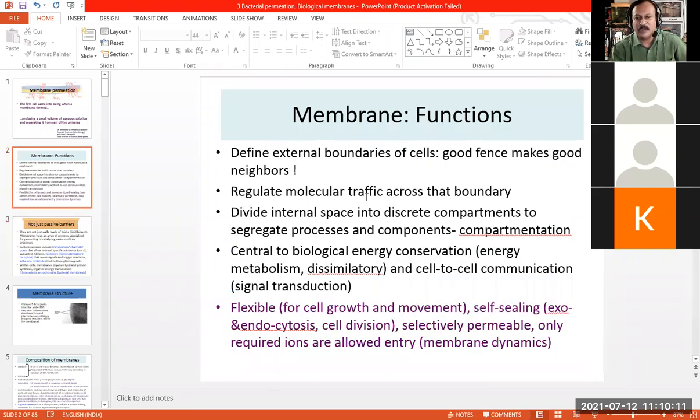They regulate the molecular traffic across the boundary. That is, different types of molecules either enter into the cell or leave the cell. Not only that, but two cells which are close to each other in the vicinity would communicate with each other. That communication also is through the membrane.